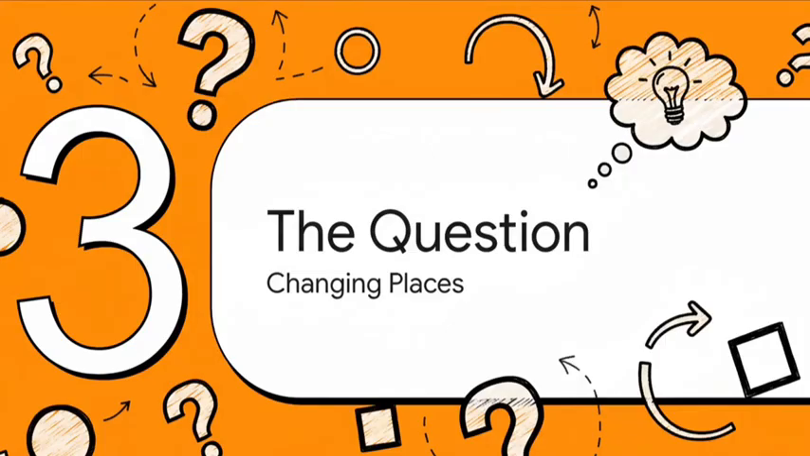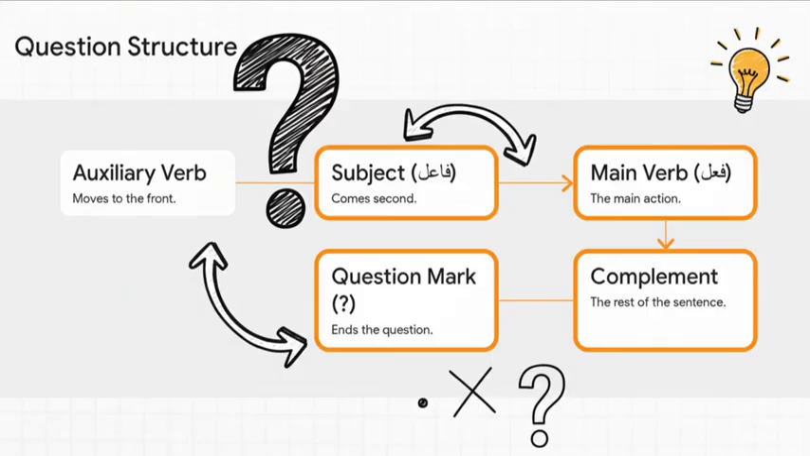Okay, so we can make statements and we can make them negative. Now it's time to get curious. Let's talk about how to ask questions. And guess what? You already have all the pieces you need. We're just going to shuffle them around a bit. It's kind of like a little switcheroo.